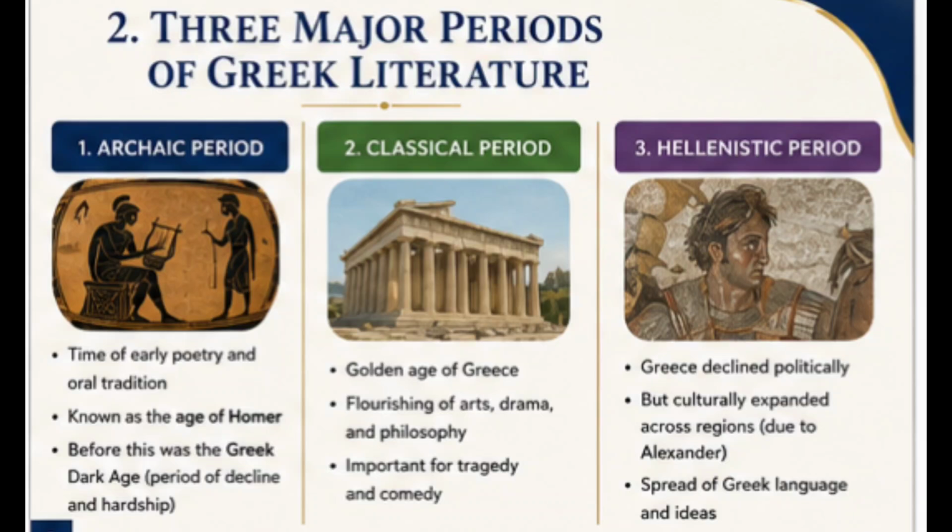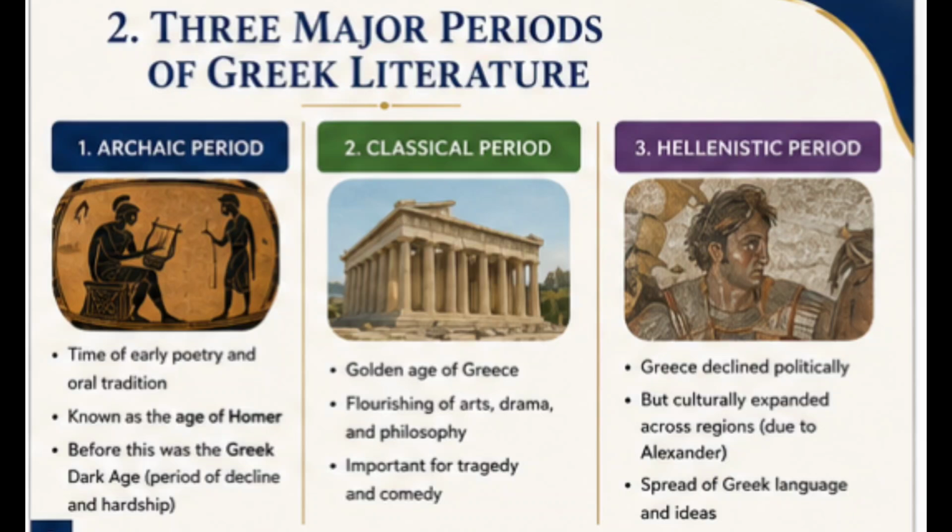And the next period, Classical period. It is actually the golden age of Greece, flourishing of arts, drama, and philosophy. And it's also important for tragedy and comedy. The third period, Hellenistic period. Greece politically declined during this period but culturally dominated. Culturally expanded across many regions due to Alexander, and it is also the period of spreading of Greek language and ideas.